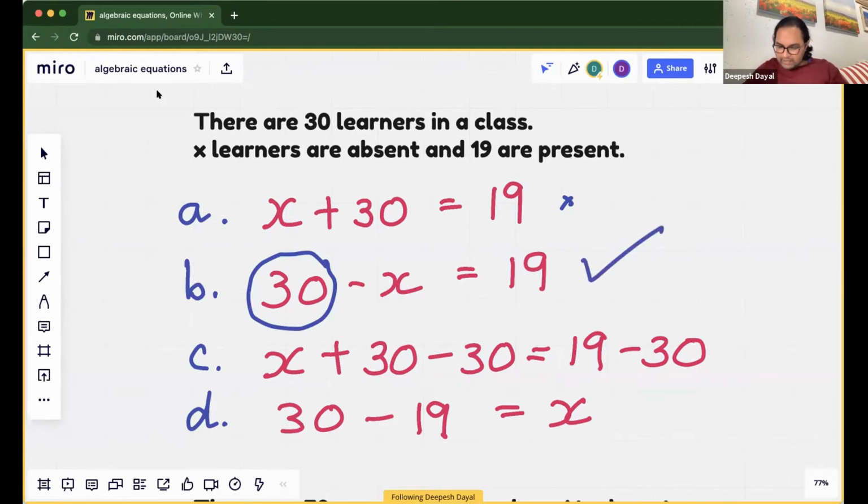This one, you get X plus 30 minus 30 equals 19 minus 30. It's quite complicated and I'm getting lost with a lot of the 30s here, because 30 minus 30 is 0 and then 19 minus 30 is a minus number. So we can't have negative people who are absent, right? So this one here is also similar to A, but it's not right.